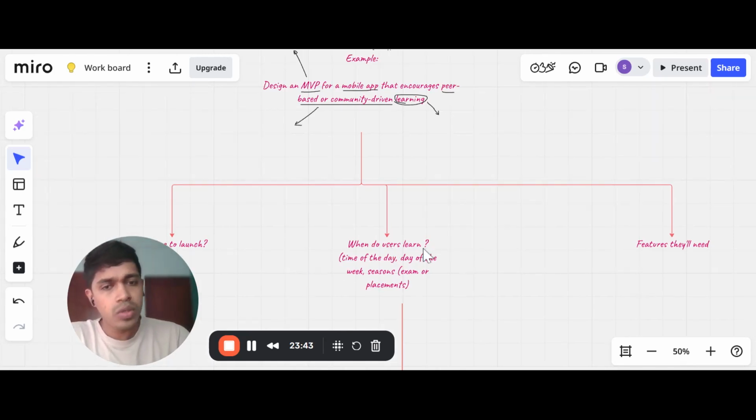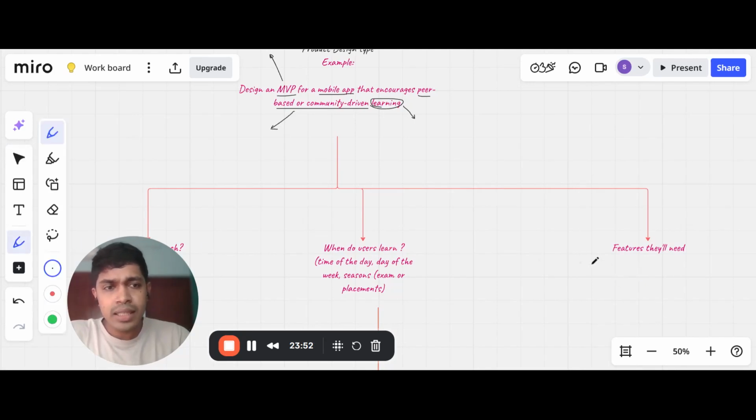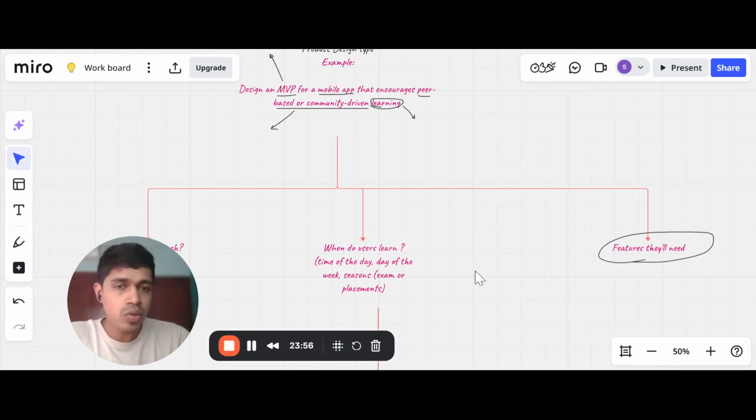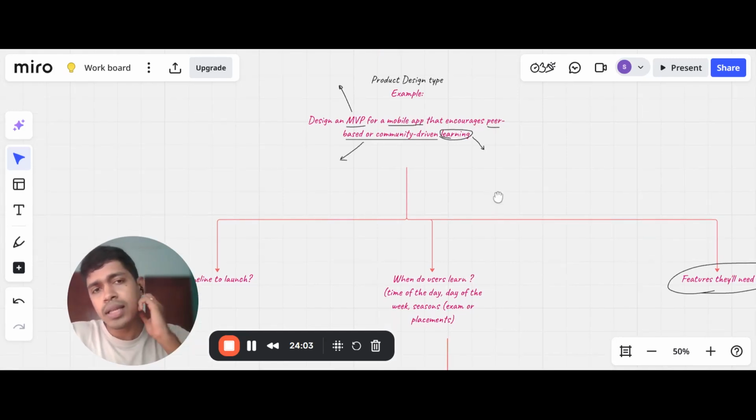and when do the users learn? Like, do they learn on weekends? They learn at night, right? And what are the features they might need, or what are the current features or current products they use? You can ask that as well. Like, how do they solve this problem right now, right? If you understand, you can design a better MVP for them.